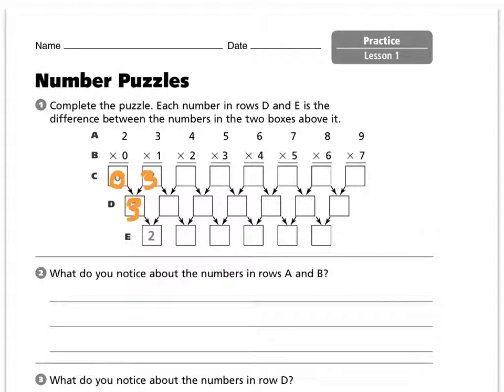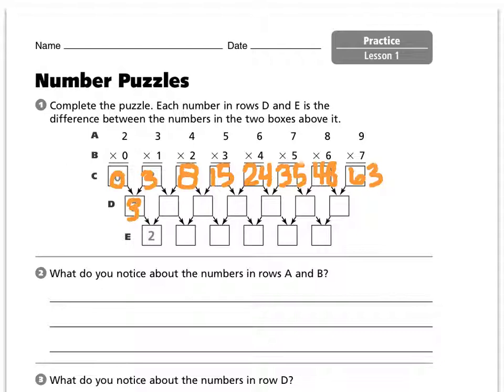4 times 2 is going to be 8. 5 times 3 is 15. 6 times 4 is 24. 7 times 5 is going to be 35. 8 times 6 is going to be 48. And 9 times 7 is going to be 63. Now you're going to use these numbers in order to solve row D.